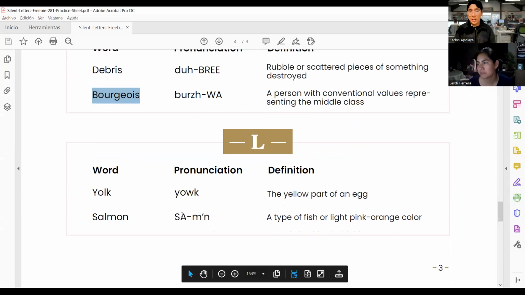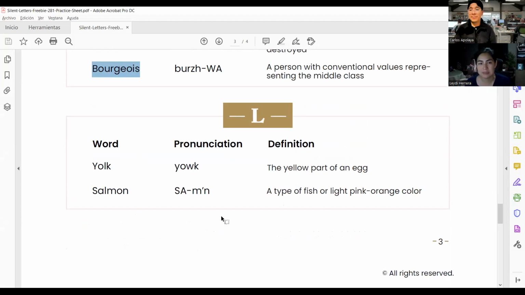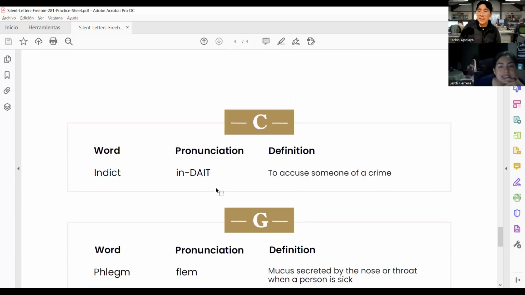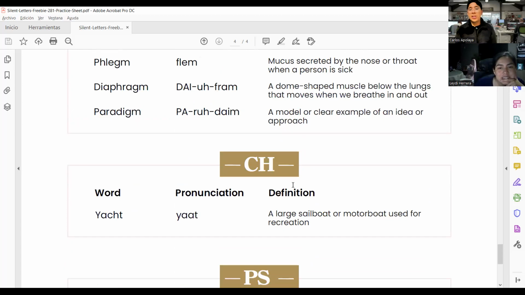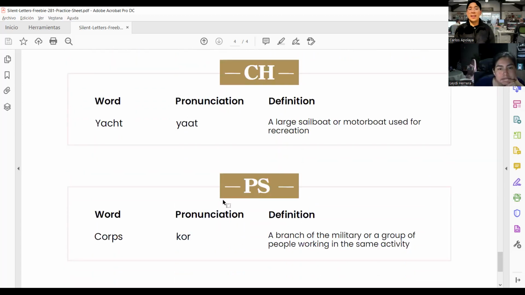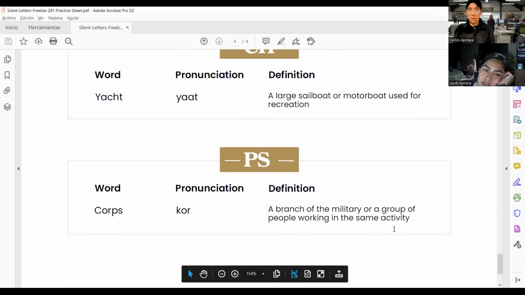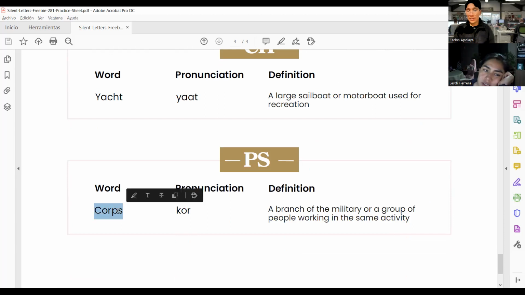What is common is joke or salmon, because we eat them. You know the joke? And salmon, we never say salmon with the L sound. Then we have with the C, indict. And with the G, and with the Ch. And then with the PS, corp. For example, when we say corpse, cannibal corpse, now we say corp. And that's all. So this is the list. We don't pronounce the PS.